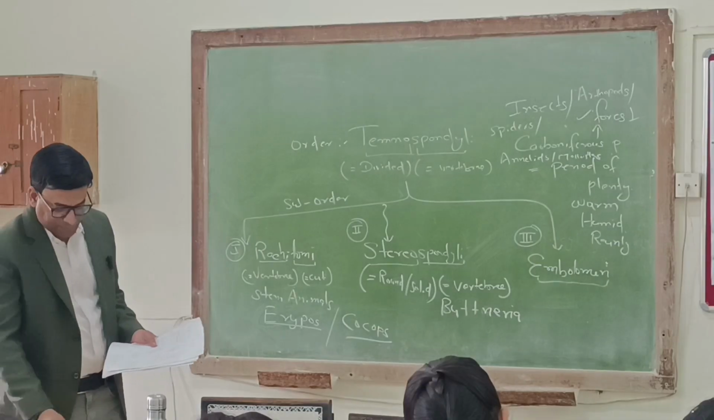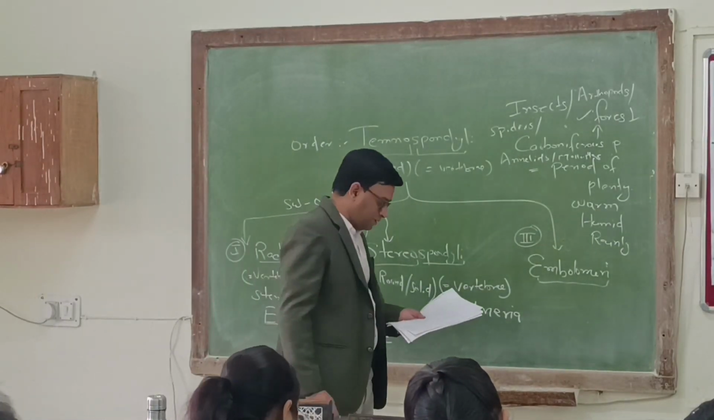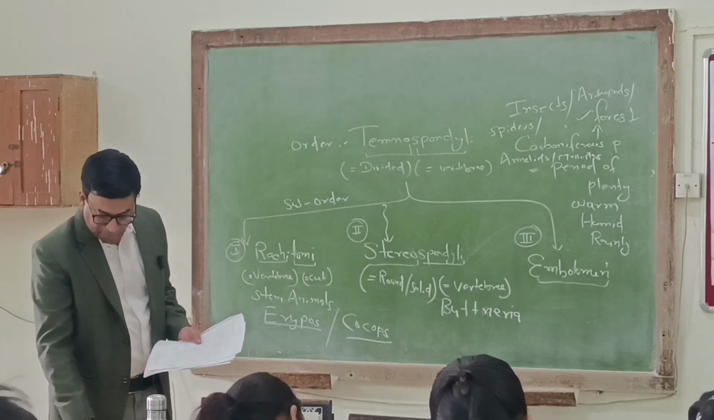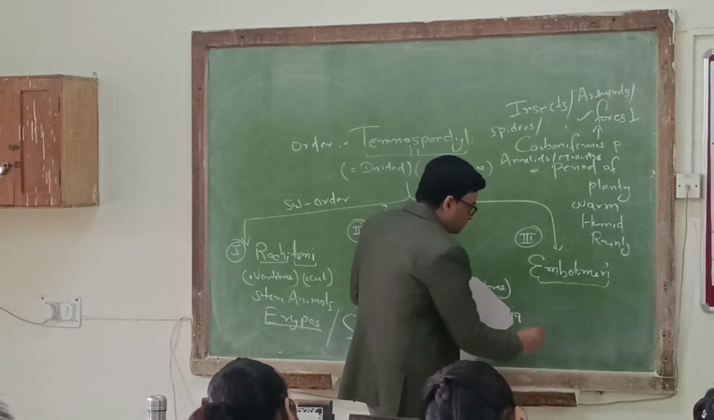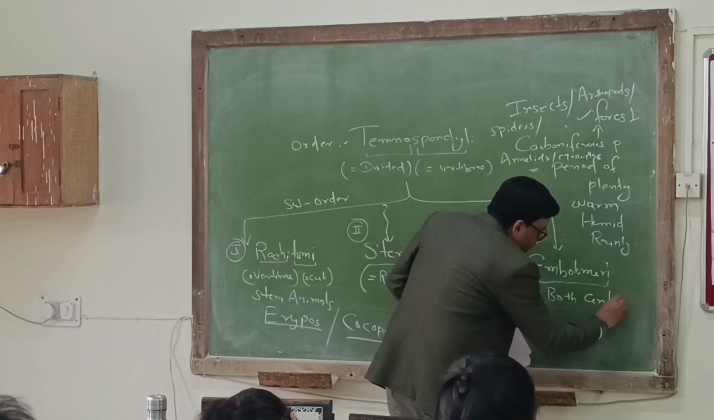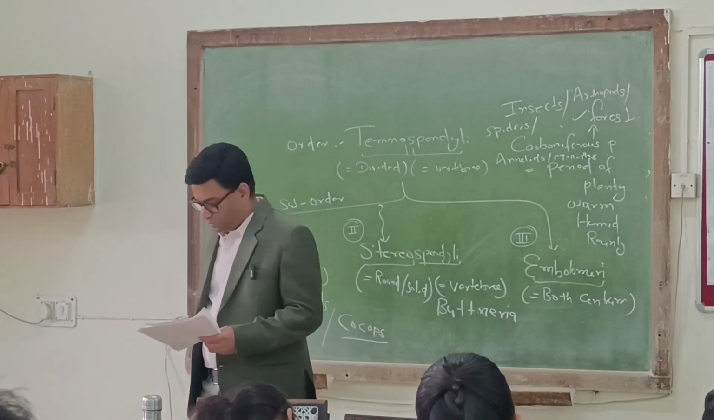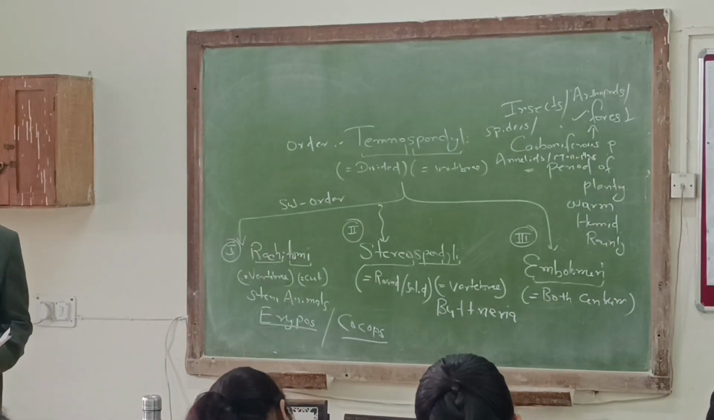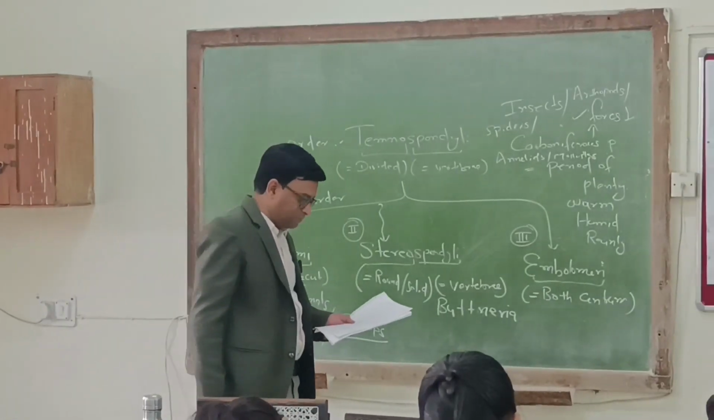And then the last suborder is Embolomeri. Embolomeri means both centrum. So both centrum is present, the hypocentrum and the pleurocentrum. Write down, both hypocentrum and pleurocentrum are present and become disc shaped.